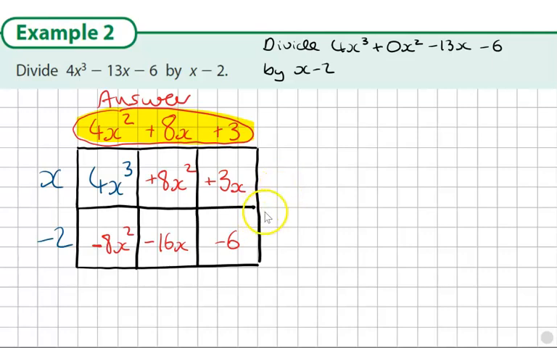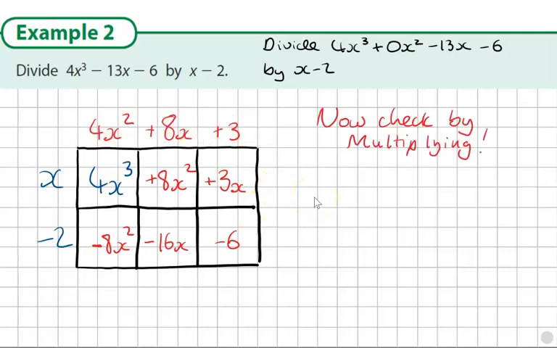So let's check if we're right. We're going to check by multiplying. 4x squared multiplied by x is 4x cubed. That's correct. 4x squared times minus 2 is minus 8x squared. Correct. 8x times x is 8x squared. Correct. 8x times minus 2 is minus 16x. Correct. 3 times x is 3x. Correct. And 3 times minus 2 is minus 6. So now we know we're right. So our answer is 4x squared plus 8x plus 3.